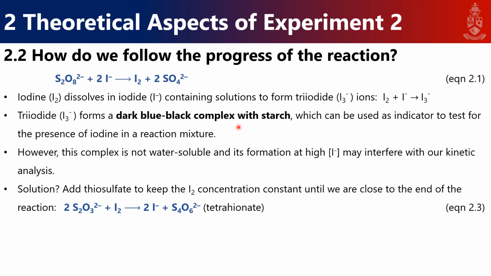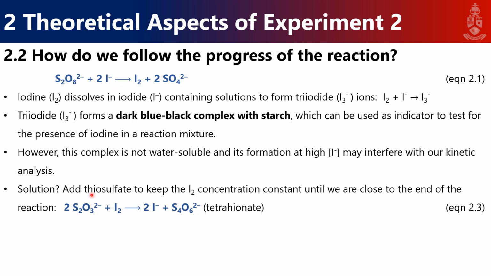So what do we do as a solution? We are going to perform another reaction. We're also going to add a known quantity of thiosulfate to keep the iodine concentration constant until we are close to the end of the reaction. So what you do is add thiosulfate, which will react with iodine, forming iodide again and tetrathionate.